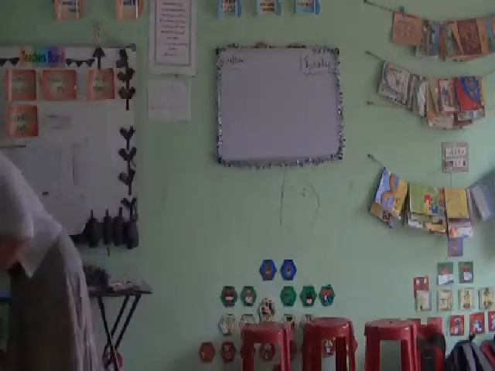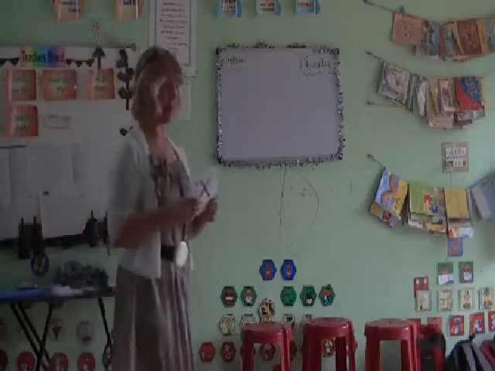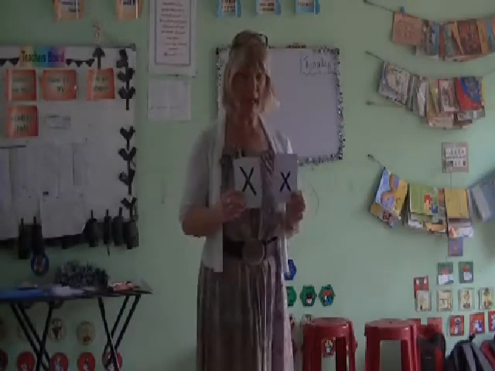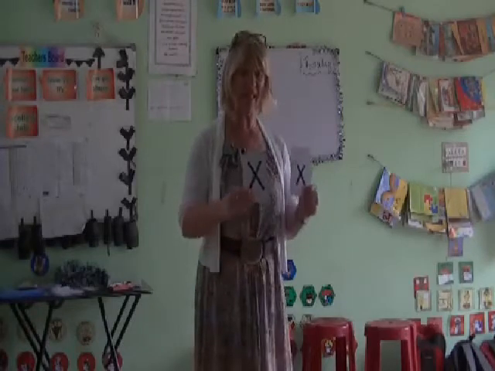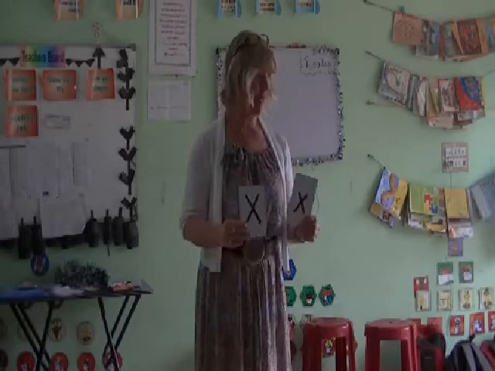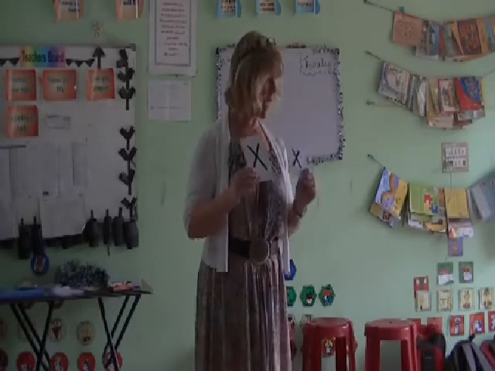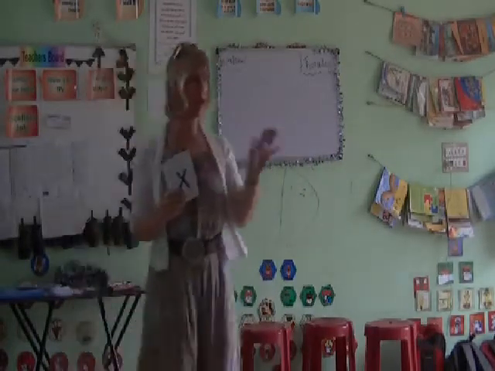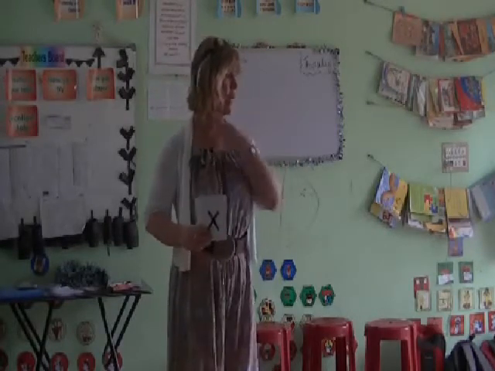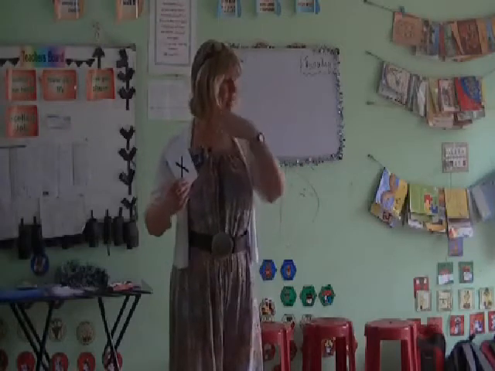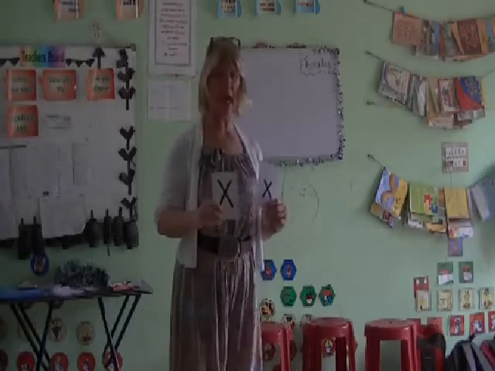Very good. And we have X, a big X and a little X. They look the same, and the sound is X. Ox. Ox is a word, an animal that has X in it. Very good. And X-ray, when you go to the doctor, if you have a broken arm or leg, they do an X-ray. They put you under a machine and it looks at the bones in your body. And it starts with X. X-ray.